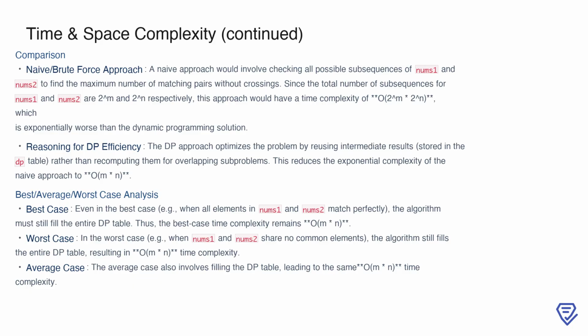Now consider the best, worst, and average cases for the DP solution. Even in the best case, where all elements of nums1 and nums2 match perfectly, or the worst case, where there are no common elements, the entire DP table still needs to be filled. This means that the time complexity remains O(m*n) in all scenarios, including the average case.